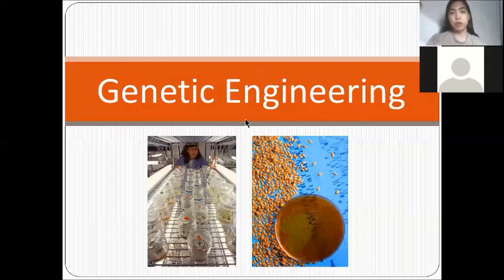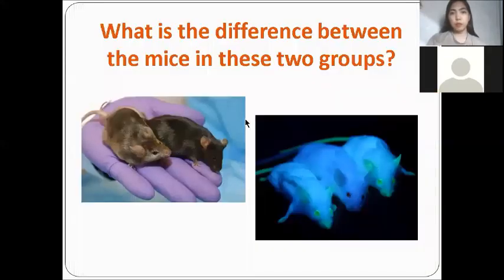So what is the difference between the mice in these two groups? As you can see, there are mice in group A and then in group B. So you're going to observe what the difference is between the mice in these two groups.